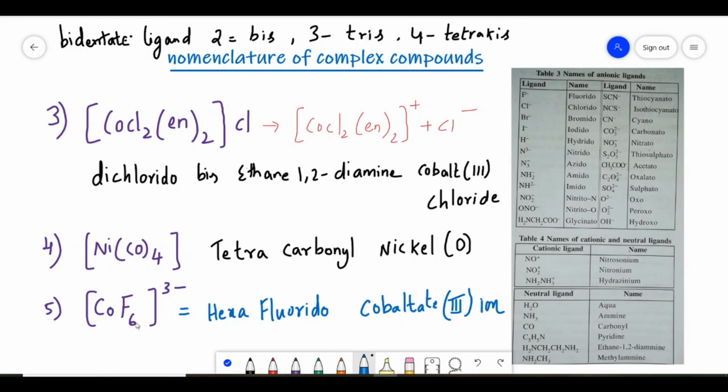So by taking the help of these 5 examples, you can write the nomenclature of any given compound. So you can practice by taking some examples from any material.